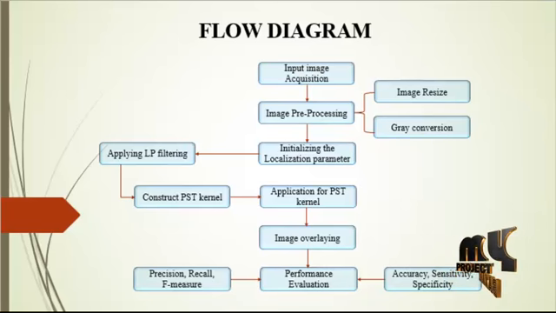The PST applied image is obtained, where the edges are found in the given input image, which shows the PST kernels. After that, the edges are obtained. The obtained edge image is overlaid on the input image, which shows the PST kernel transform of the image. After the image overlaying, the performance of the system is evaluated. In that performance evaluation, we find the accuracy, sensitivity, specificity, precision, recall and F measure value of the image.